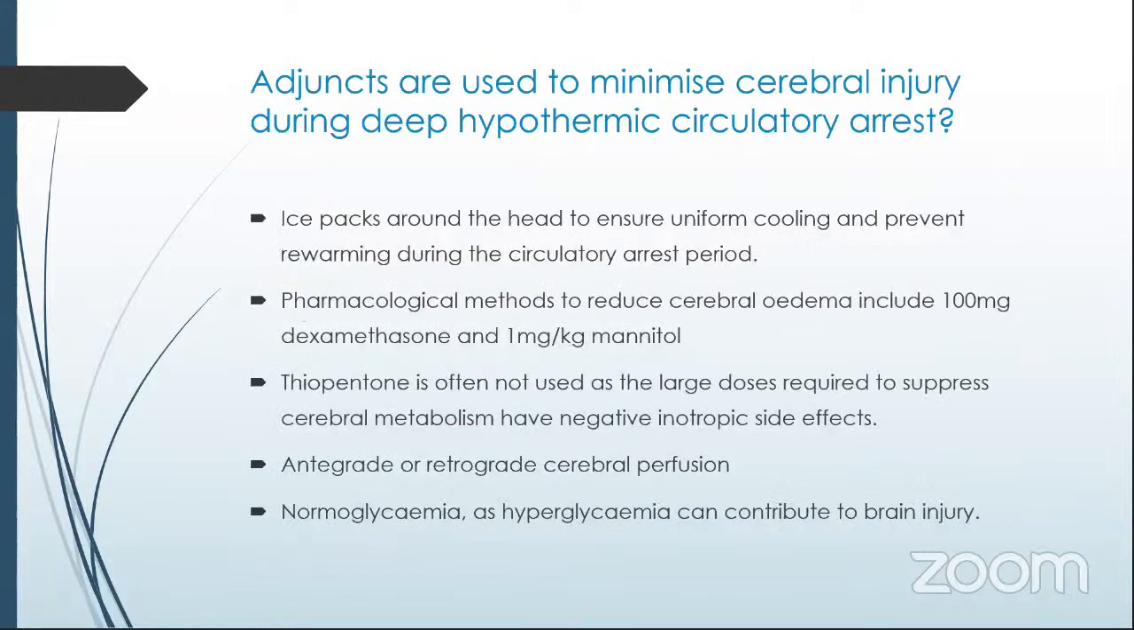Other measures used to minimize cerebral injury during circ arrest include the use of an ice pack around the head to ensure uniform cooling, and pharmacological methods, of course, like 100 milligrams of dexamethasone and 1 gram of mannitol. Some people use thiopental, but it's often not used in large doses because it has negative inotropic side effects. We already talked about antegrade and retrograde cerebral perfusion, and also we need normal glycemia because hyperglycemia can contribute to brain injury.